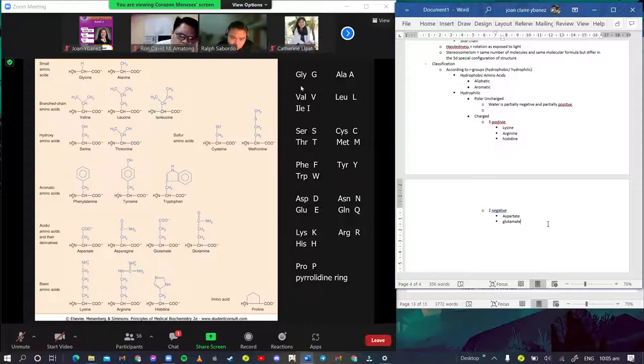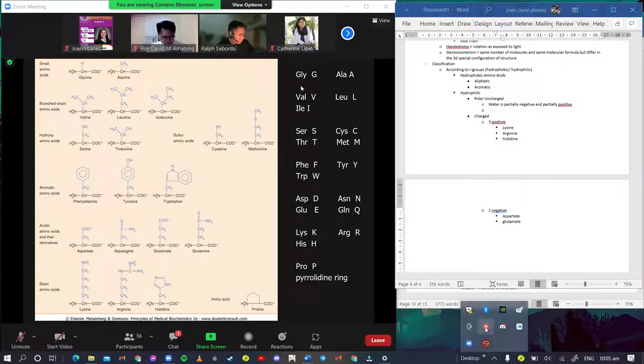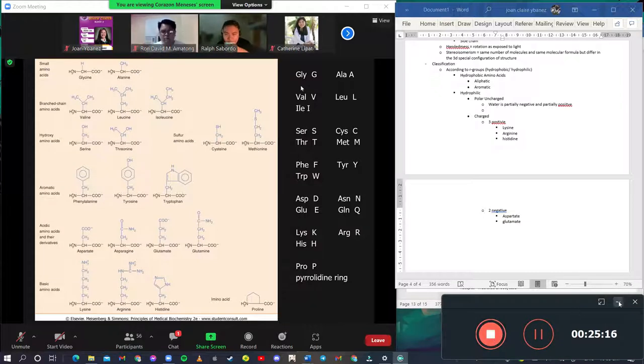I put up on the side a 3-letter designation of the amino acid and a 1-letter designation. I expect you to know the 3-letter designation because it is easier. It will just carry the first 3 letters of the amino acid. It's kind of difficult to remember the 1-letter because some are more about how it sounds. So the expectation is for you to know the three-letter amino acid.